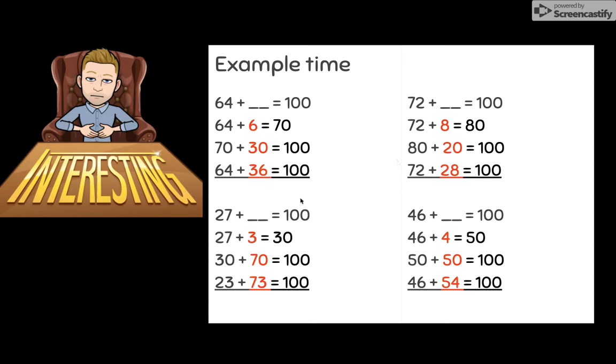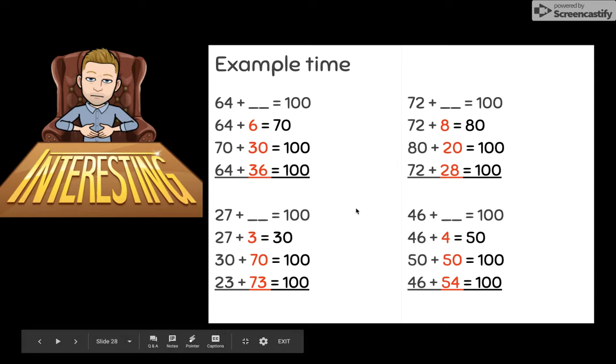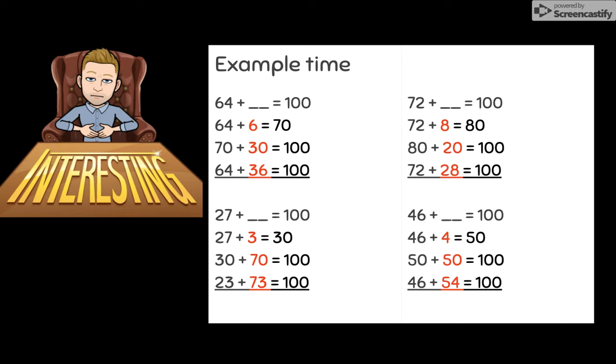Next example down here, 27 plus what equals 100? What do I need to do to make 27 a tidy number? I need to add 3. So 27 plus 3 equals 30. Then I need to get 30 to 100. To do that, I need to add 70. So 30 plus 70 equals 100. How much have I added on to 27 in total to get it to 100? I've added on 3, and then I've added on 70. Add those numbers together, which gives me 73.